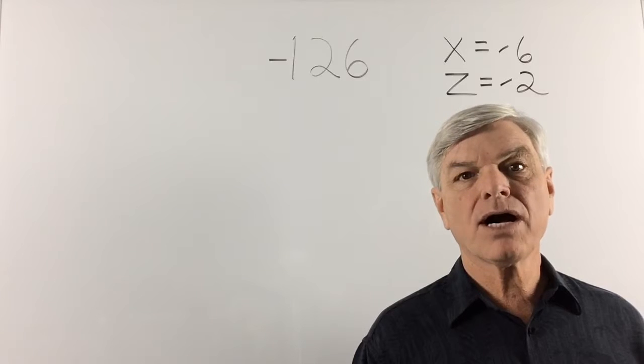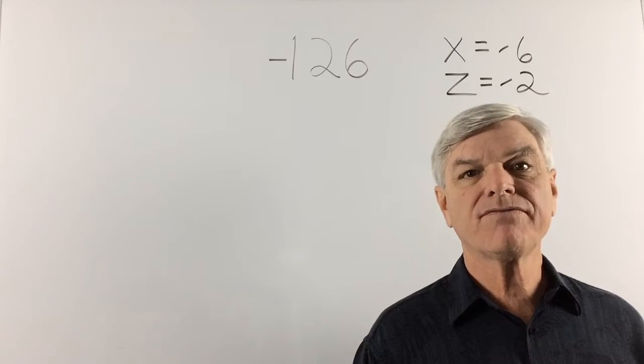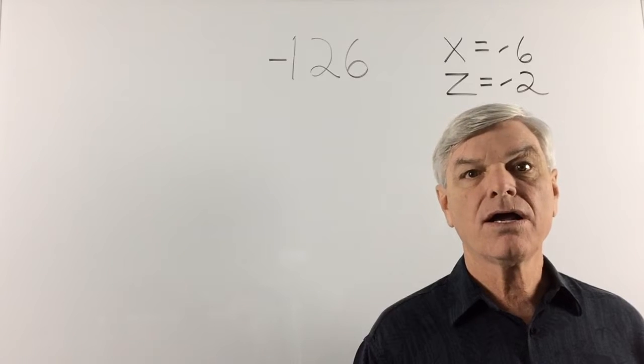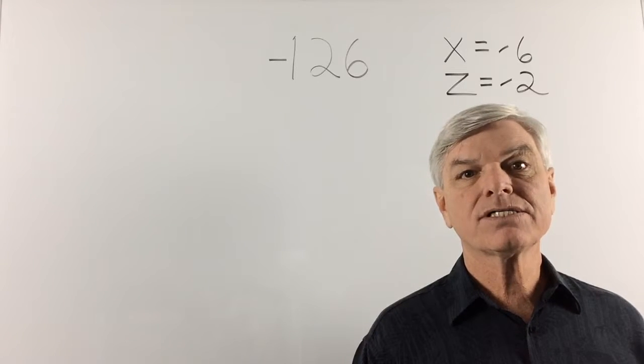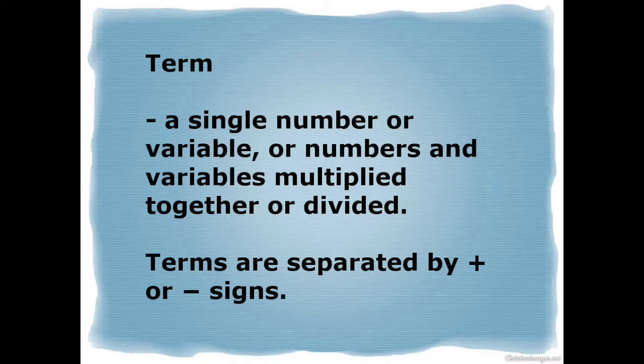Now let's look at some problems where we have variables, but we don't know what the value of the variables are. But we can still simplify them if we know what the like terms are. A term is a single number or variable, or numbers and variables multiplied together or divided. Terms are separated by positive signs or negative signs.